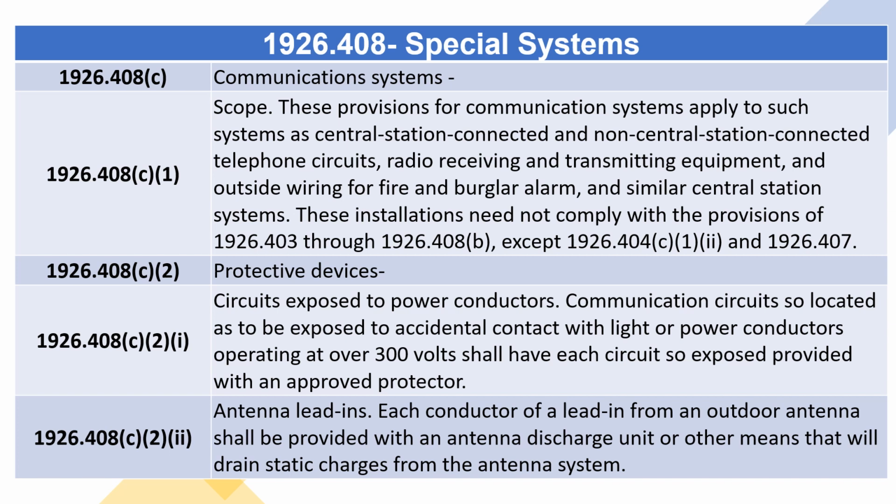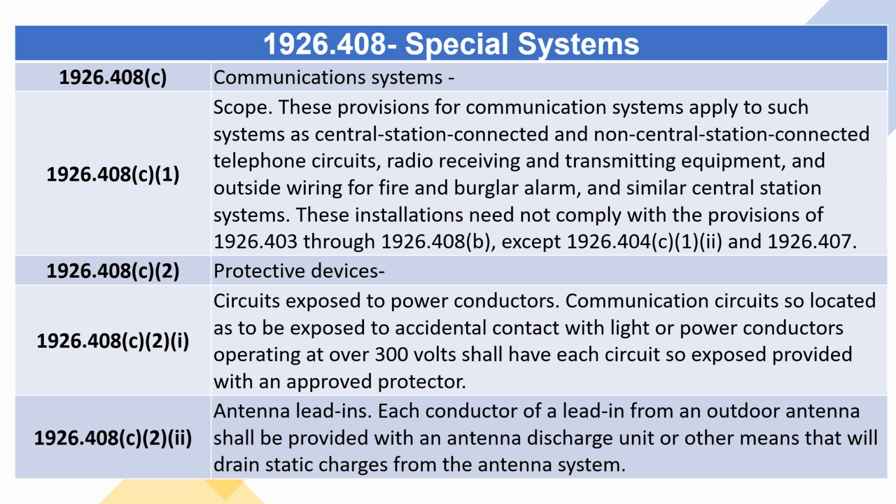1926.408(c) Communications systems. 1926.408(c)(1) Scope. These provisions for communication systems apply to such systems as central station connected and non-central station connected telephone circuits, radio receiving and transmitting equipment, and outside wiring for fire and burglar alarm, and similar central station systems. These installations need not comply with the provisions of 1926.403 through 1926.408(b), except 1926.404(c)(1)(ii) and 1926.407.